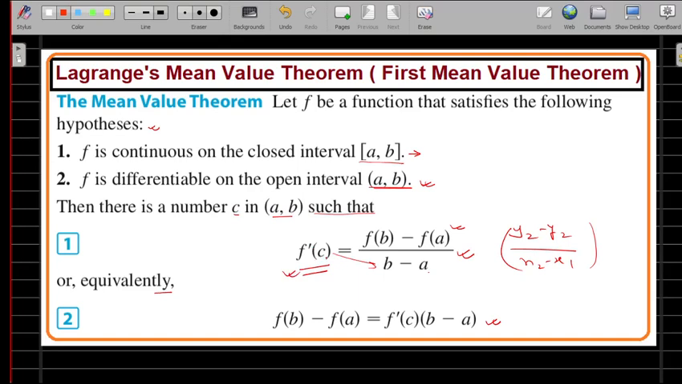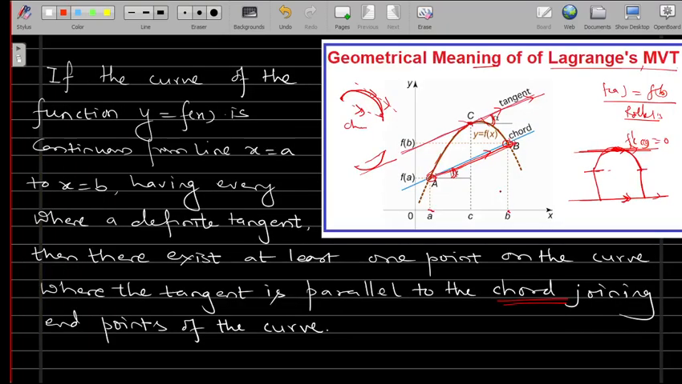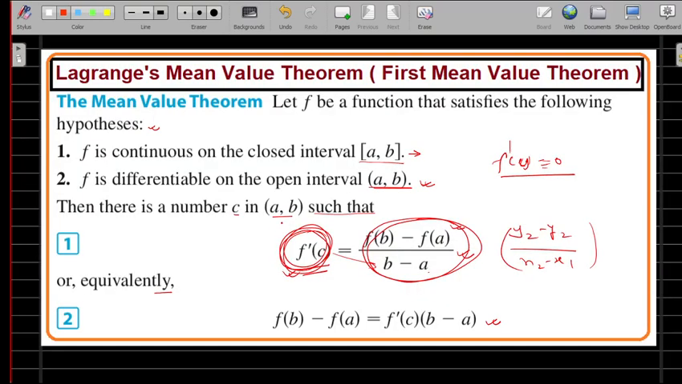But here we can apply the slope of the tangent equal to the slope of the chord. In the first, f dash c equal to 0 means the tangent is parallel to the x-axis, or the first derivative is 0. Using this condition, we can verify Lagrange's mean value theorem and Rolle's theorem. One more condition: if any one of these three conditions fails, then we cannot verify Lagrange's mean value theorem, and respectively Rolle's theorem as well.